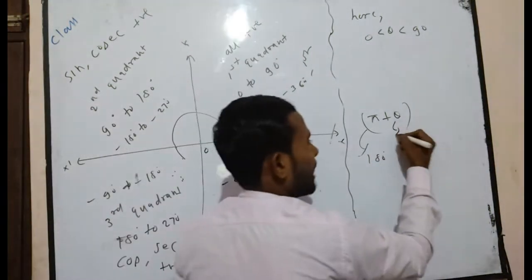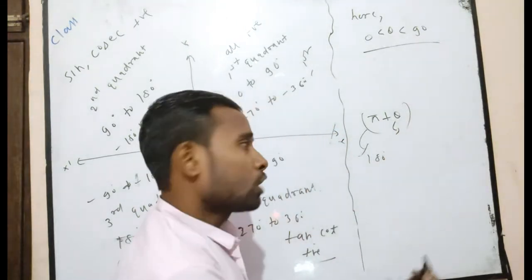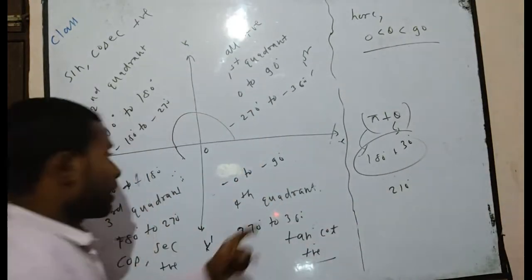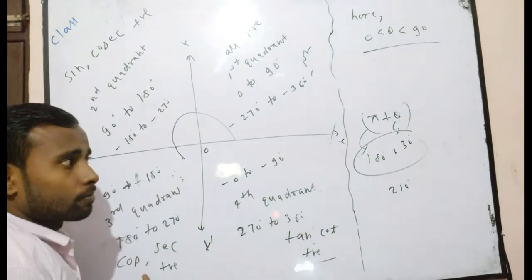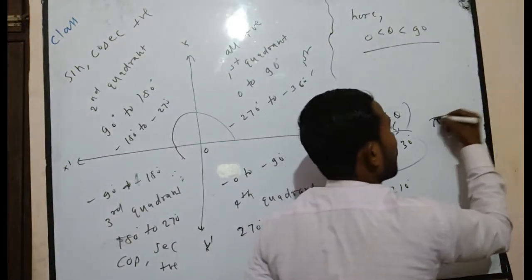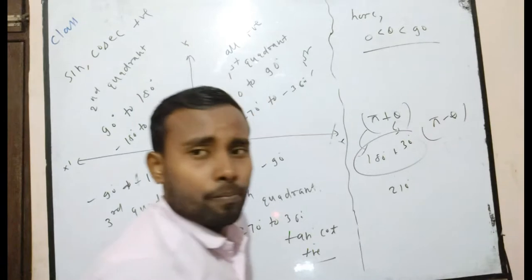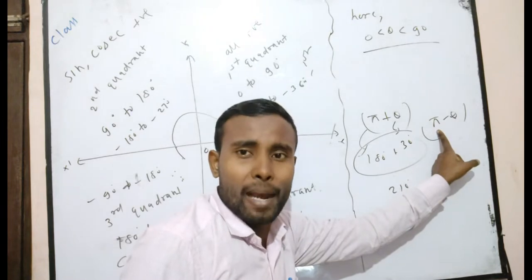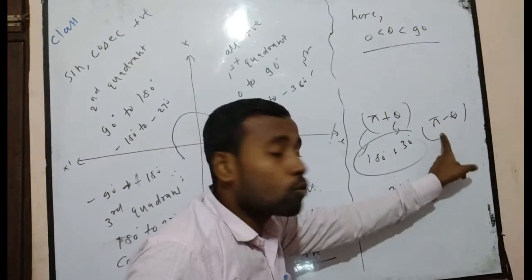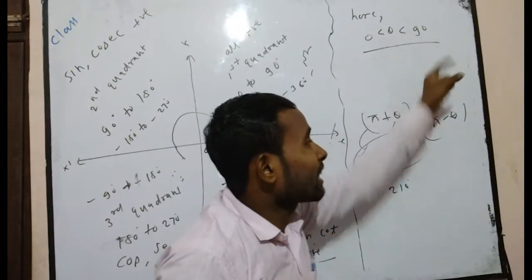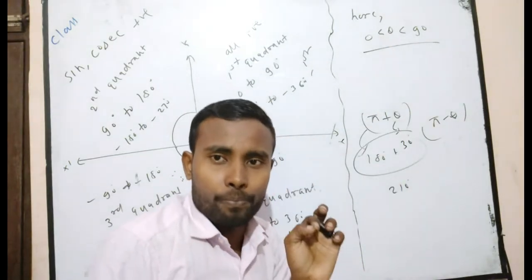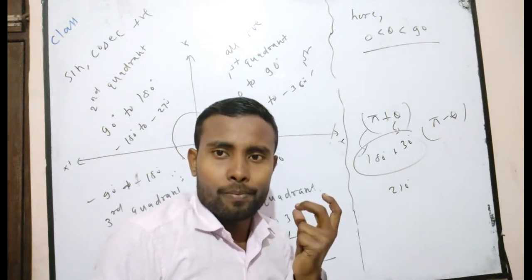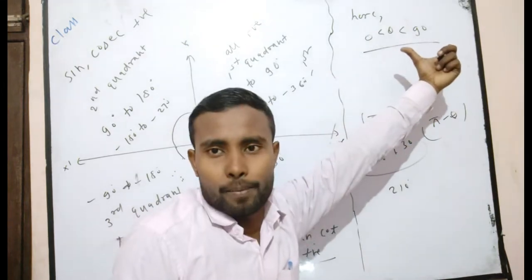Suppose theta lies between 0 to 90, so you can take any angle, just suppose 30 degree. Then you take 180 plus 30, which is 210 degree. In which quadrant does it lie? In the third quadrant. Similarly, if I ask you pi minus theta, where does it lie? Pi is 180 degree, pi radian is equal to 180 degree, and theta lies between 0 to 90, so you have to decrease from 180 degree by that angle which lies between 0 to 90.